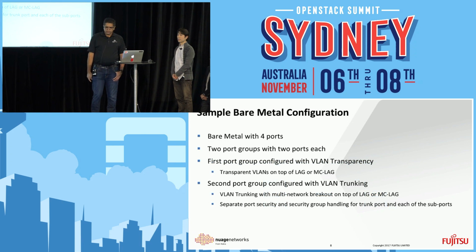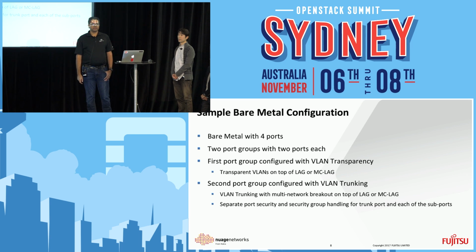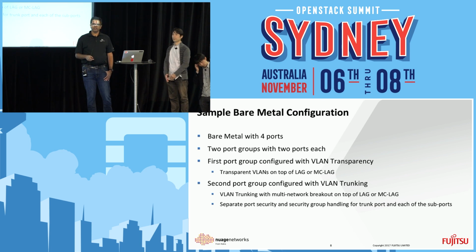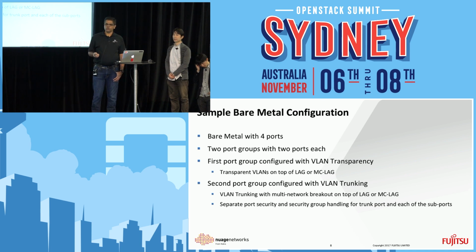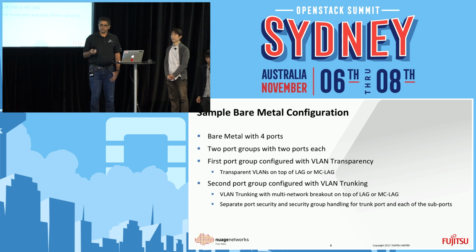Here is a simple sample Baremetal configuration, how this will look once you use the collection of these features and you want to go for a deployment. Assume that you have a Baremetal which has 4 ports. You could take 2 ports each and put them in 2 port groups. So basically, you're having a LAG or MC-LAG. Essentially, MC-LAG would be more appropriate because you want to have resiliency. So you have 2 ports in one port group and the other 2 ports in the second port group.